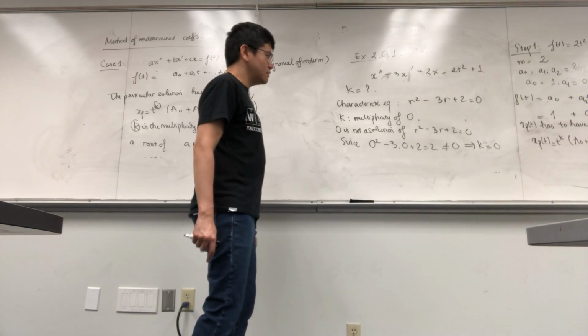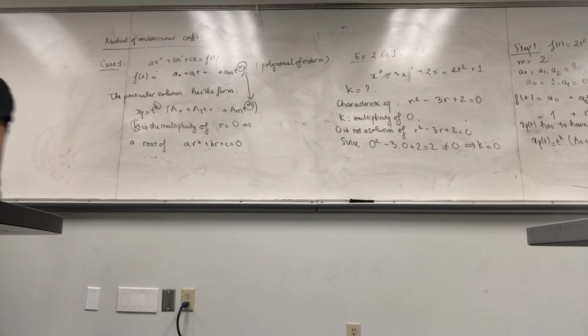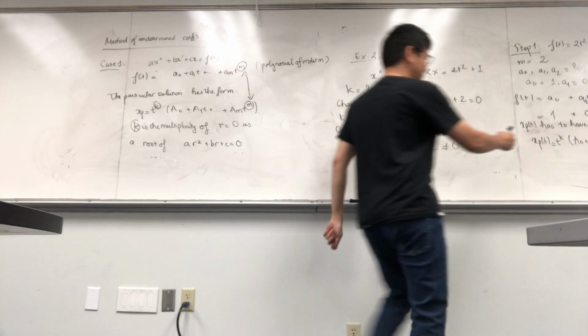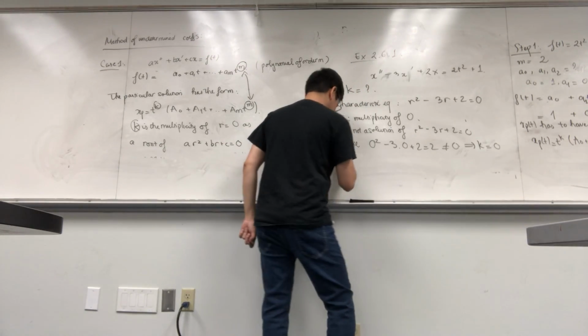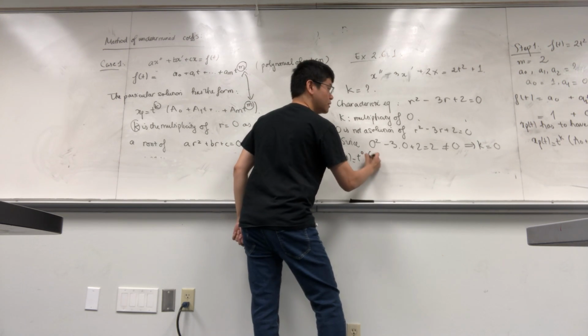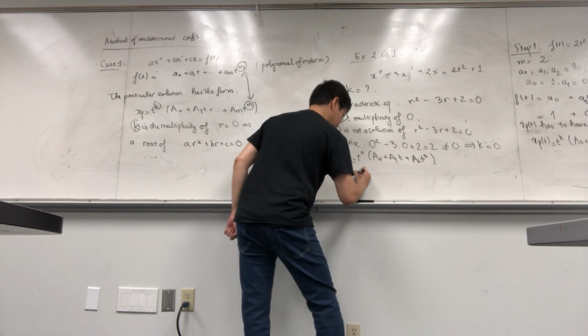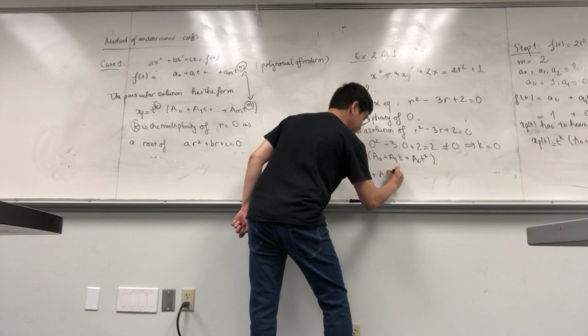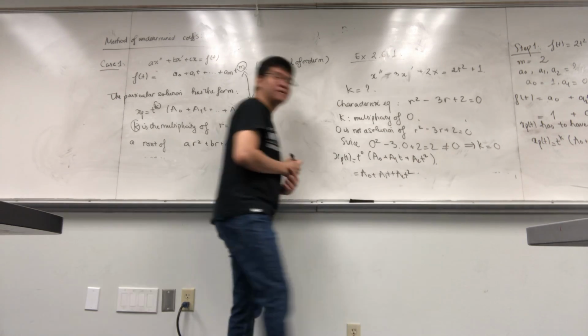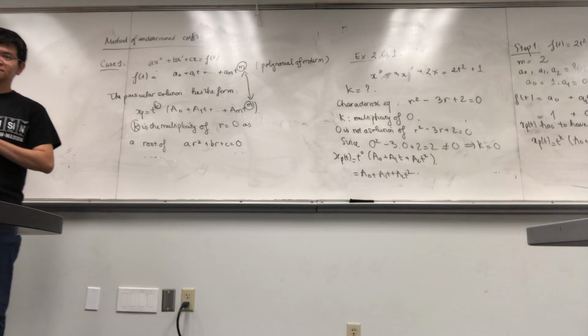So which means that what is the form of x_p in this case? It's a0 plus a1t plus a2t squared. So I can replace k by 0 here, right? So x_p of t is t to the 0 times a0 plus a1t plus a2t squared. And this is a0 plus a1t plus a2t squared, because t to the power 0 is 1, right?